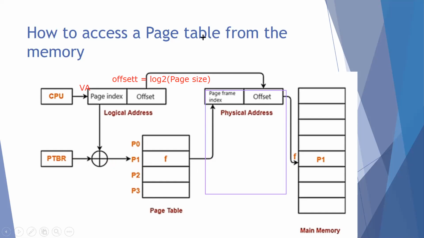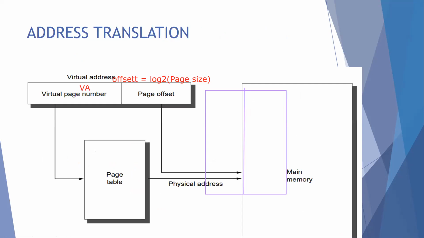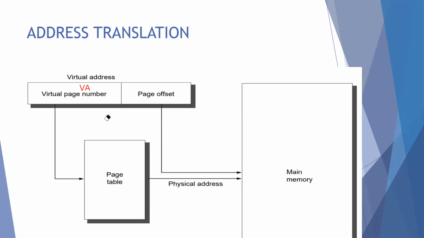So we will have VPN number, virtual page number. Oops. This diagram is better, no? Yeah, I can explain it from here. This is better. So if we just see here, the virtual address gets broken into virtual page number and the page offset.